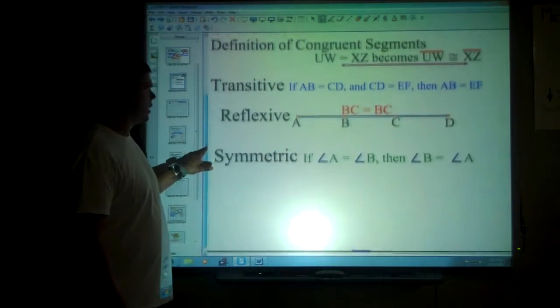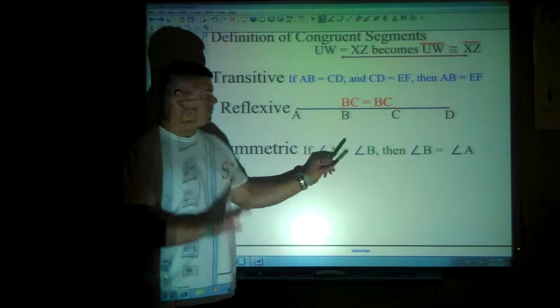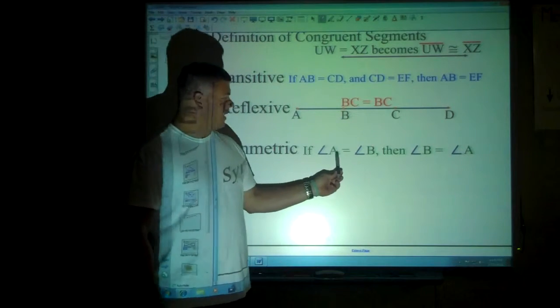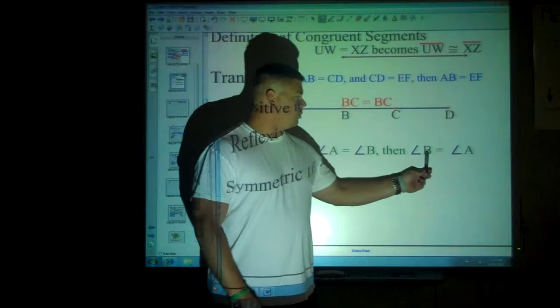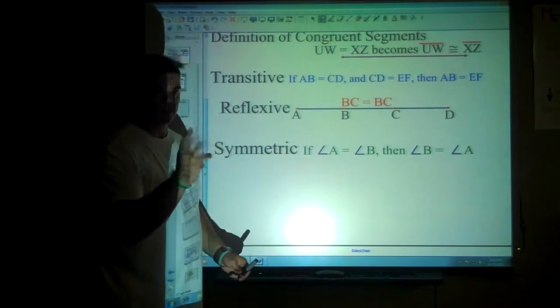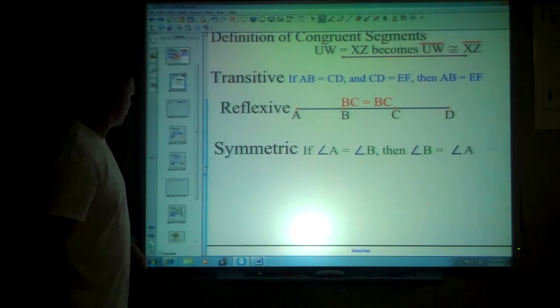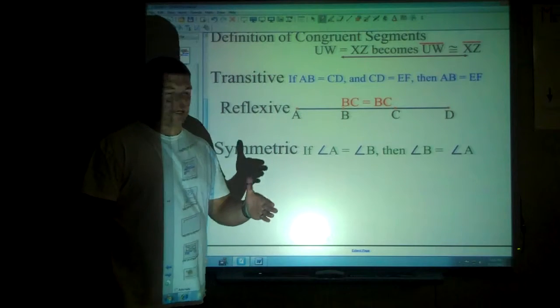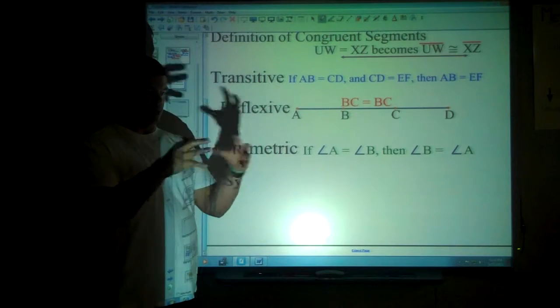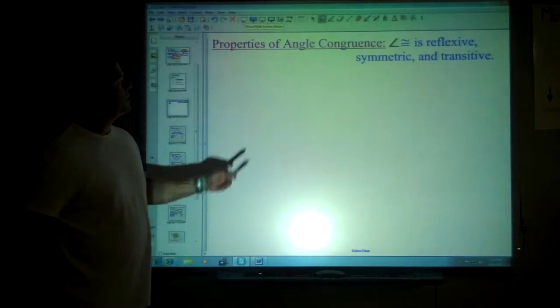And symmetric. Flip-flopping them won't affect anything. If angle A is equal to angle B, then angle B is equal to angle A. So again, that's just a flip-flop. Symmetric, just like if you were to take an apple and cut it in half, both sides would be symmetrical to each other. Now, properties of angle congruence.